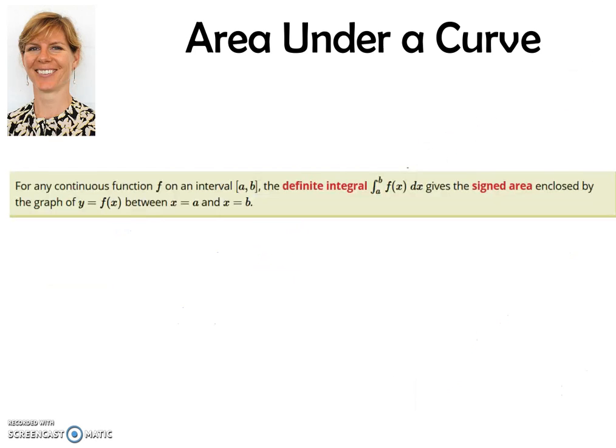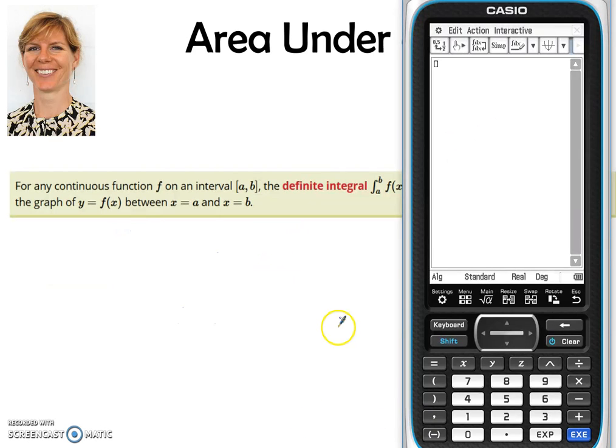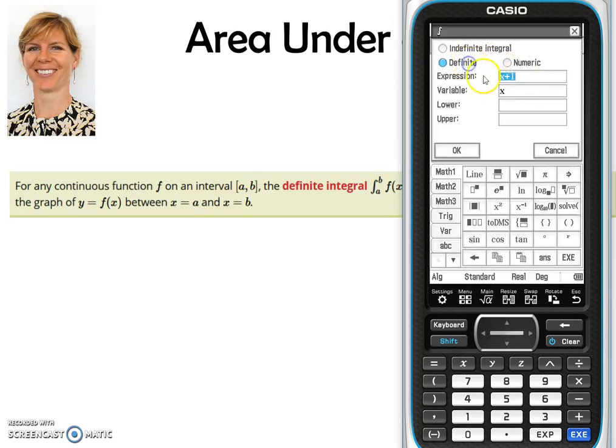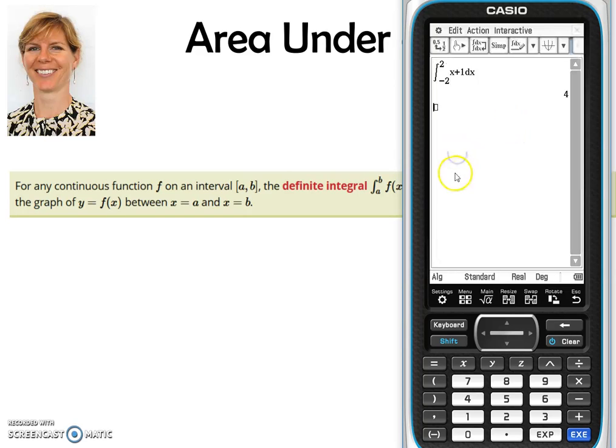You can do this on your ClassPad, just to show you. So we want to type in x plus 1, and then we go to calculation, using your integration, we're doing definite from -2 to 2, go, and it will give you 4. So that is the signed area, taking into account that areas below the x-axis are signed as negative.